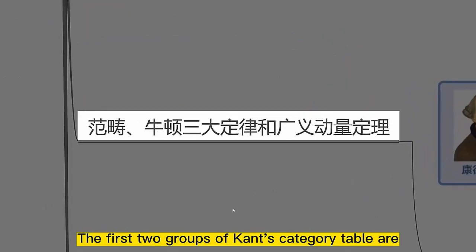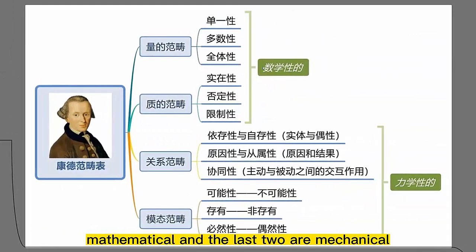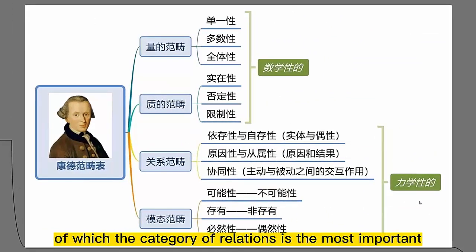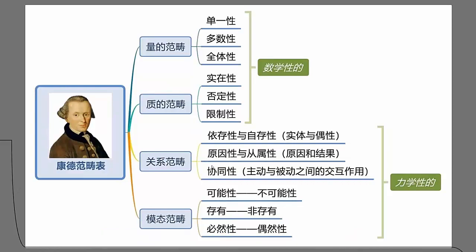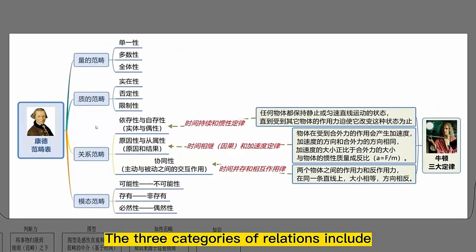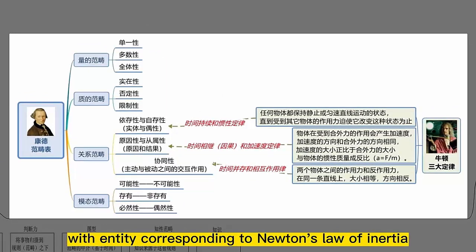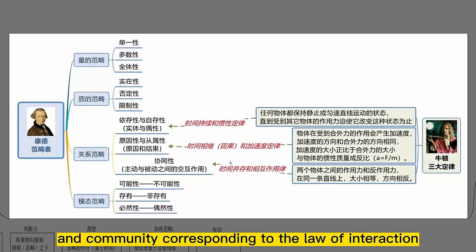The first 2 groups of Kant's category table are mathematical and the last 2 are mechanical, of which the category of relations is the most important. The three categories of relations include entity, causality, and community, with entity corresponding to Newton's law of inertia, causality corresponding to the law of acceleration, and community corresponding to the law of interaction.